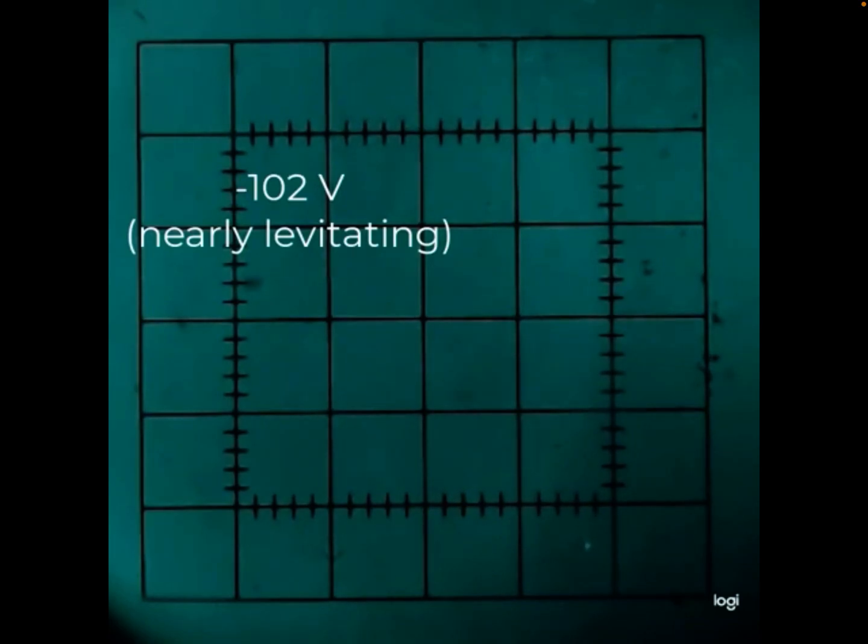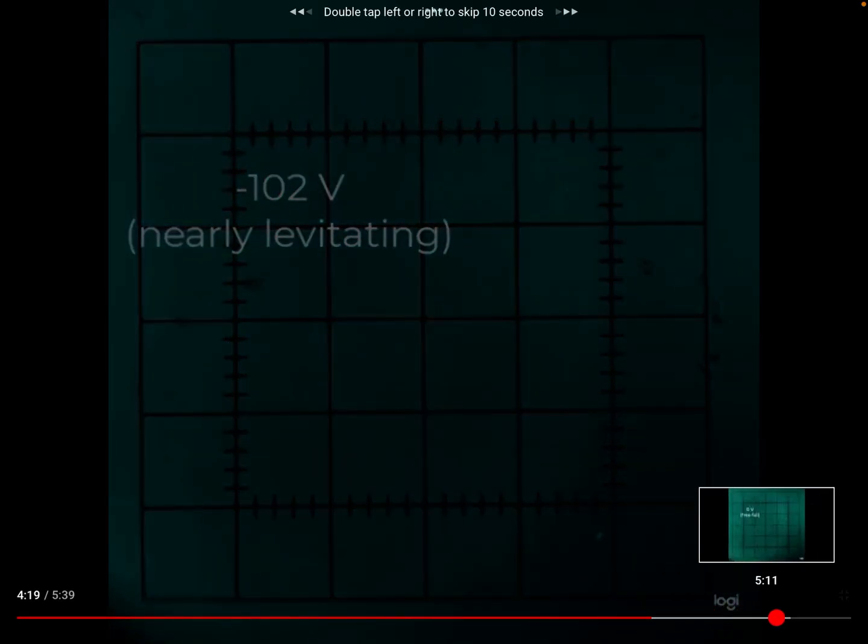And so in that first method, before we talked about the method with the straight line, the first method to find Q needed this electric field to cause the droplet to levitate. And here it is. It's at about a minus 102 volts. Okay, and then I'm just going to advance this a little bit. And here's plus 102 volts. And then I'm just going to turn the voltage off.